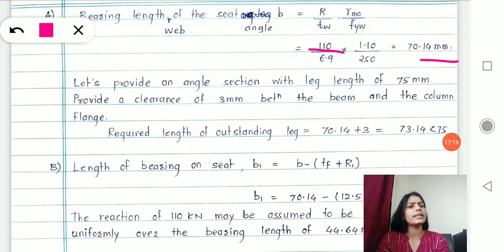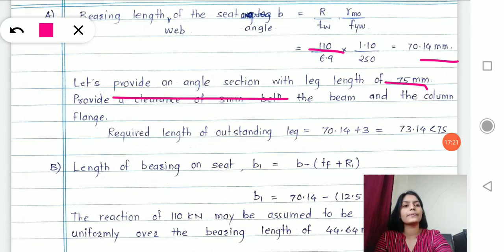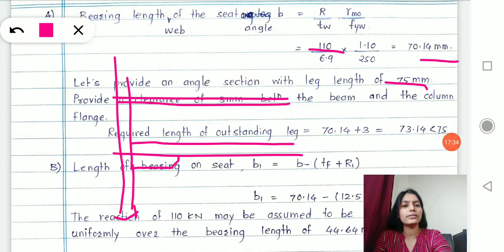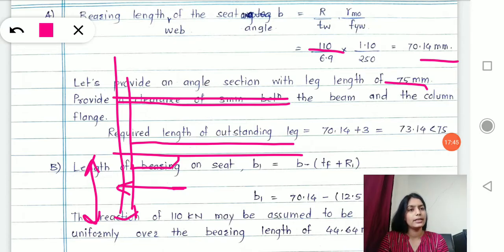Now let's provide an angle section with a leg length of 75 mm. It means here, this is your beam, this is your column, this is the clearance you have provided, and you are providing an angle section over here, and this angle section is connected with the bolts. But what is the length of leg of your angle section? How are we going to decide that? We are deciding it on the basis of web bearing length. The web bearing length comes to around 70.14.